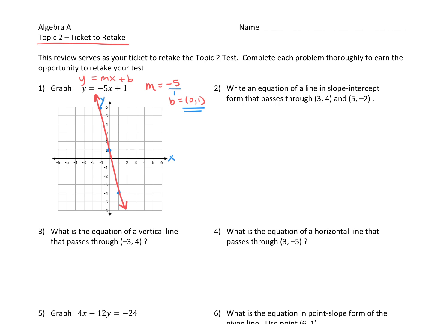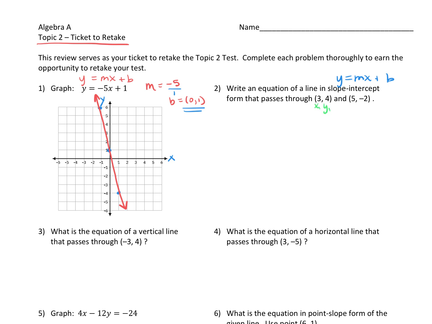Number 2, write an equation of a line in slope-intercept form. So there's that y equals mx plus b that passes through 3, 4, and 5, negative 2. So in order to write the equation of this line, we need to know two things, the slope of our line and the y-intercept of our line. We were not given the slope, and if I look at these two ordered pairs, neither one of these is the y-intercept, so we don't know anything about our line. But we do know 2 points that our line goes through. So what that's going to help us out with is finding the slope.